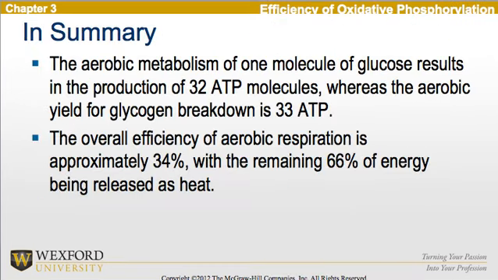So in summary, the aerobic metabolism of one molecule of glucose results in the production of 32 ATP molecules, whereas the aerobic yield for glycogen breakdown is 33 ATP. Now, the overall efficiency of aerobic respiration is approximately 34%, with the remaining 66% of energy being released as heat.